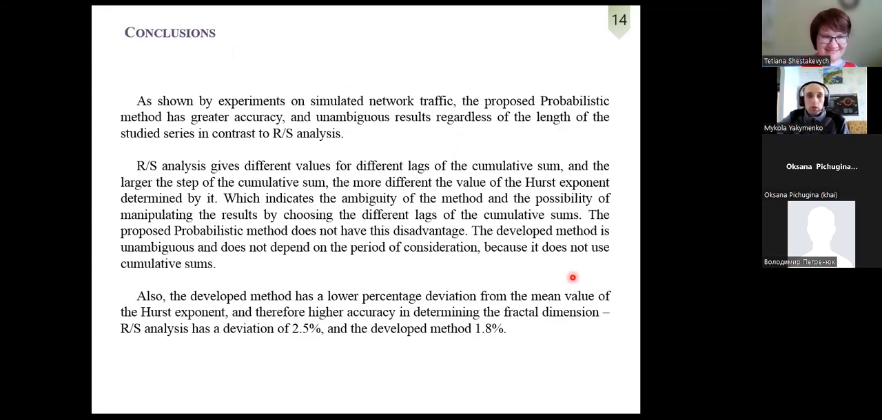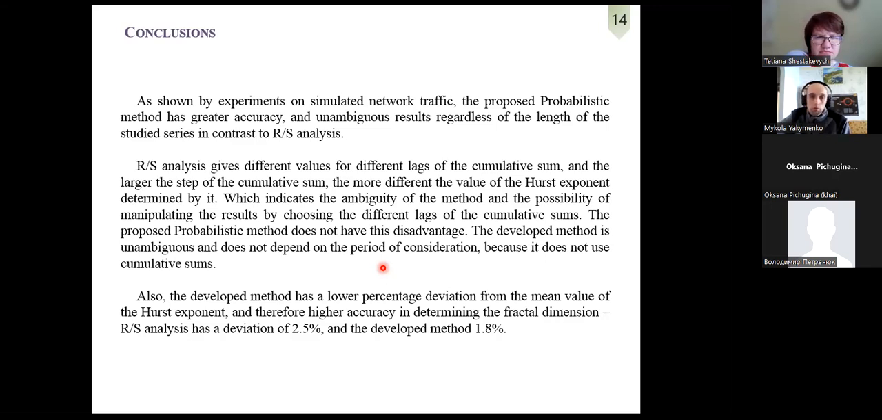And so, as shown by experiments on simulated network traffic, the proposed probabilistic method has great accuracy and unambiguous results, regardless of the length of the study. This is in contrast to rescaled range analysis, whose flaw is that its results depend on the length of the series. Rescaled range analysis gives different values for different lengths of the cumulative sum, and the larger the step of the cumulative sum, the more the Hurst exponent value differs. This indicates the ambiguity of the rescaled range method and the possibility of manipulating the results by choosing different lengths of the cumulative sums.